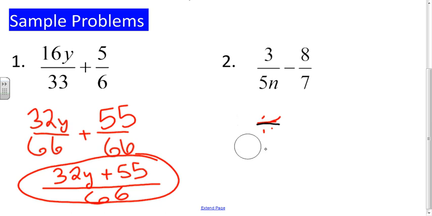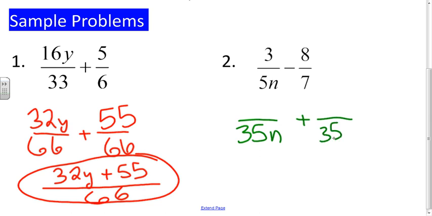In this next example, where I have a variable in the denominator, I still want to go through the same process. I want to find the LCM. So the least common multiple of 5n and 7. Well, if I look at 5 and 7, the least common multiple is 35, if I just look at the coefficients. And then I want to find the least common multiple of the variables. Well, the smallest thing that n will go into is n. So 35n is my least common multiple.